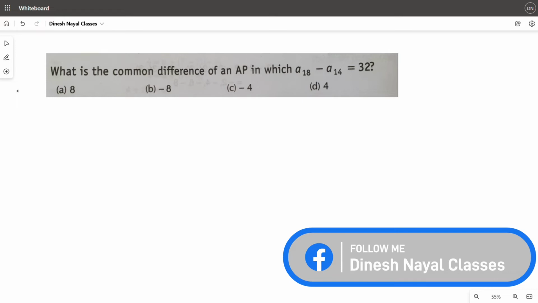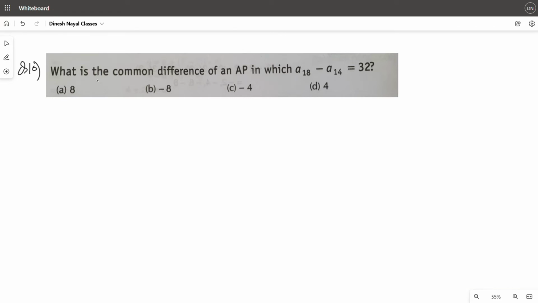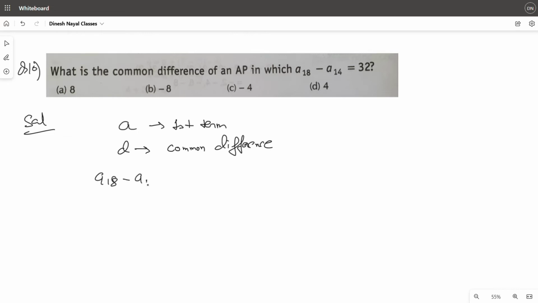Now the next question is question 10. What is the common difference of an AP in which A18 minus A14 is 32? As usual, we take A as the first term and D as the common difference in the given AP. So A18 minus A14 equals 32.